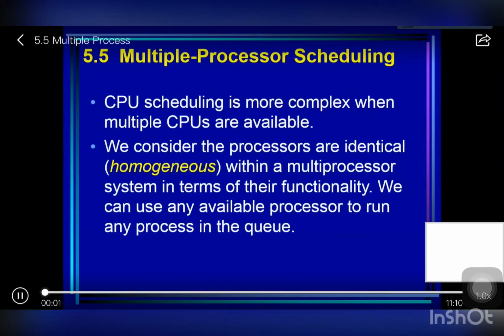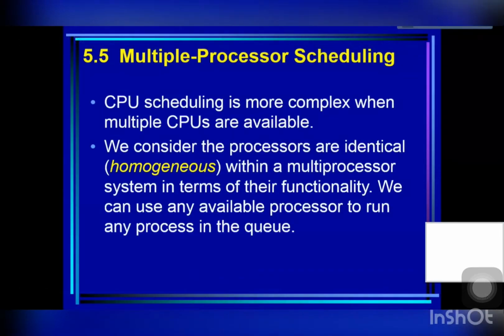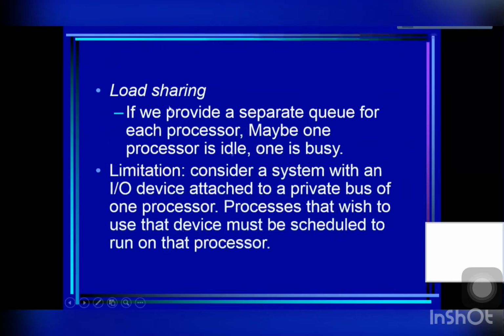Multiple processor scheduling. CPU scheduling is more complex when multiple CPUs are available. We consider the processors to be identical, or homogeneous, in terms of their functionality within a multiprocessor system. We can use any available processor to run any process in the queue. But we also have to consider load sharing.